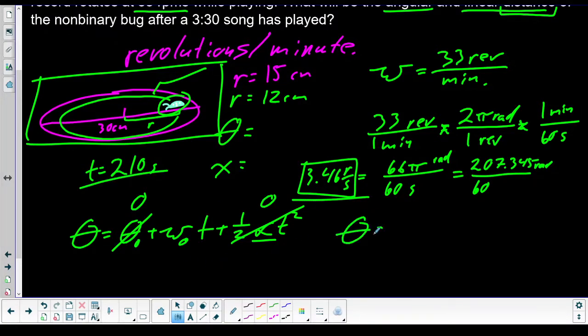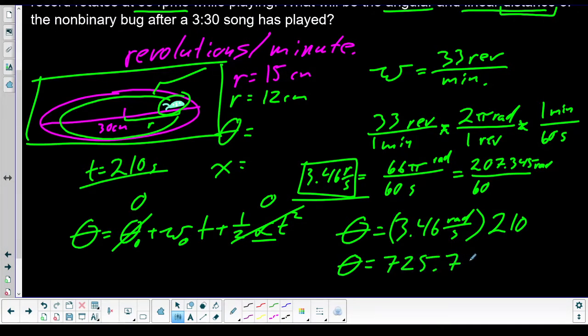So theta is equal to 3.46 radians per second times the number of seconds, 210. And then we're going to just pop that into our calculator. And we get theta equals 725.71 radians. Okay, this is probably almost nonsensical to you, correct?